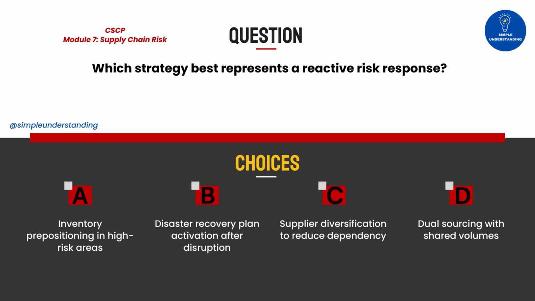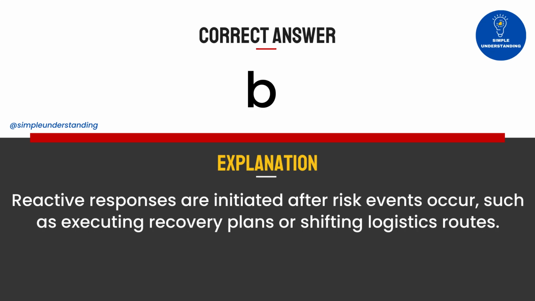4. Which strategy best represents a reactive risk response? A. Inventory prepositioning in high-risk areas. B. Disaster recovery plan activation after disruption. C. Supplier diversification to reduce dependency. D. Dual sourcing with shared volumes. Correct answer: B. Explanation: Reactive responses are implemented after a disruption has occurred, like executing recovery plans.